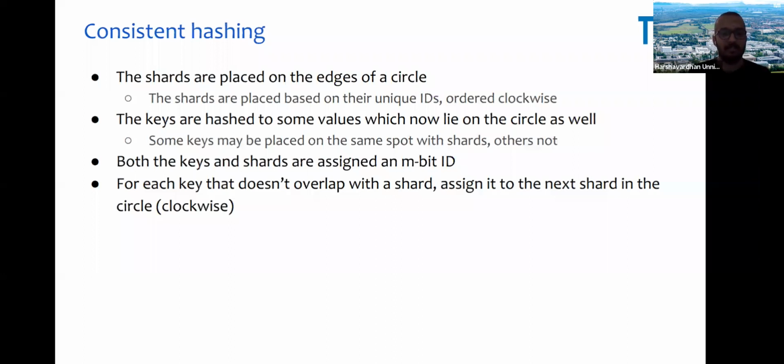In consistent hashing, the shards are placed on the edges of a circle based on the hashed values of their unique IDs. The keys are hashed using the same hash function and are placed on a circle as well. Some keys overlap with the shards, whereas others do not. It is important to note that the hash function assigns both the key and the shard an m-bit identifier. Every key that doesn't overlap with a shard is assigned to the succeeding shard clockwise in the circle. This is also known as the successor of key K in the circle. Let us take a look at this protocol through an example.